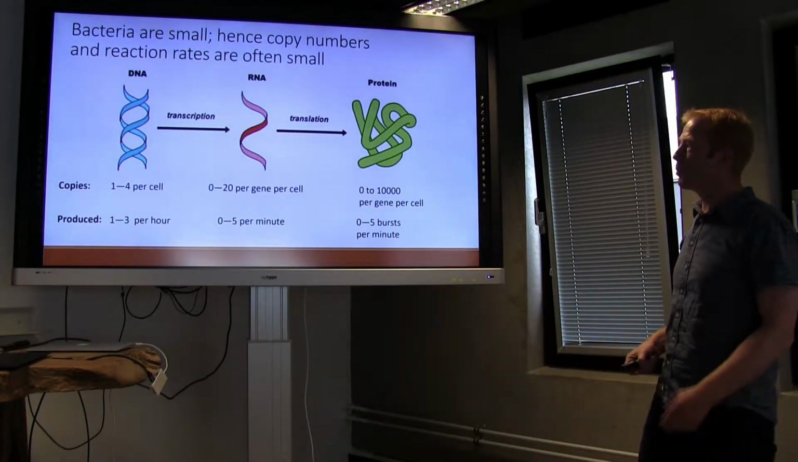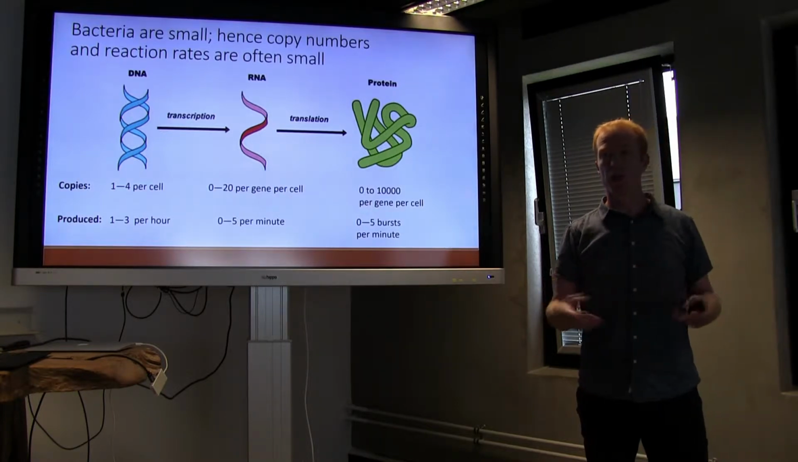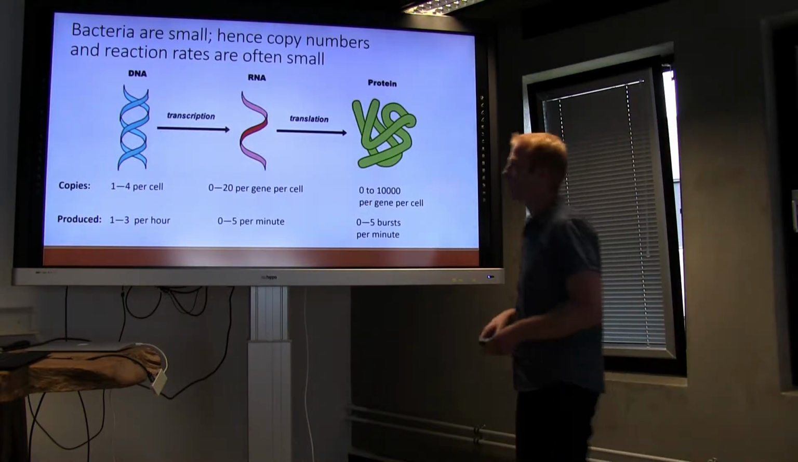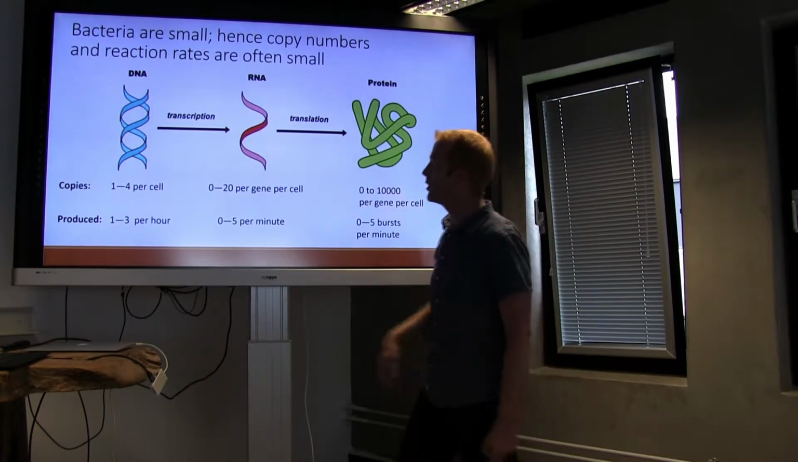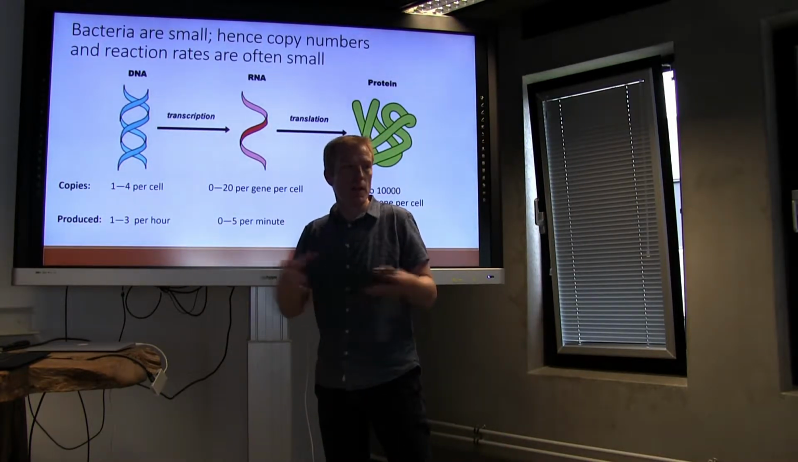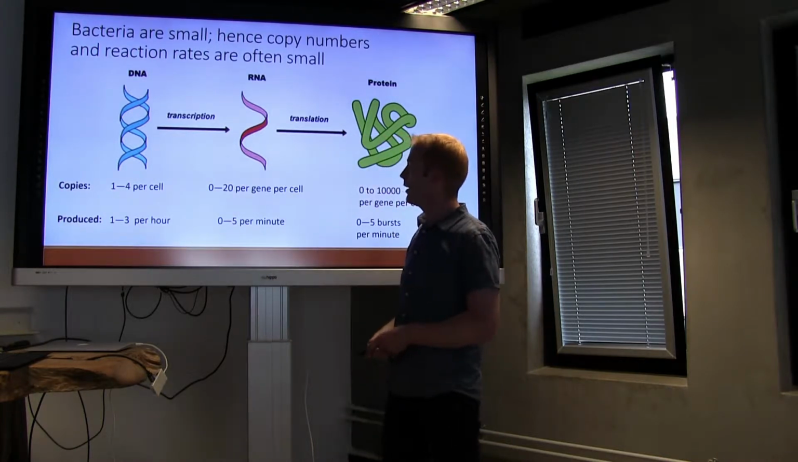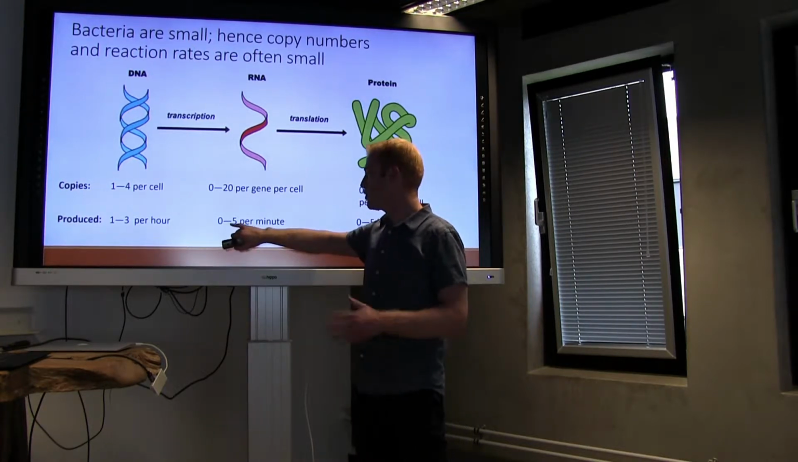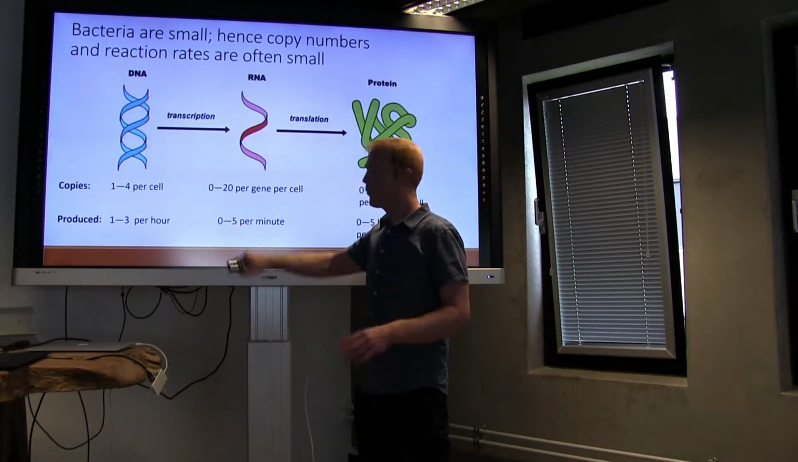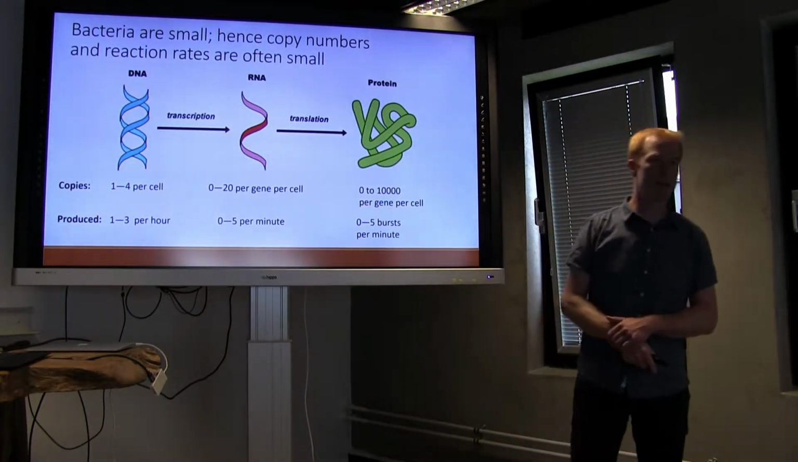And at the same time, because they're in such small numbers, they're also produced at very irregular intervals, or at a very low rate. So DNA, for instance, is typically duplicated roughly in the time it takes to duplicate a cell, on the order of an hour, right? For RNA, typically transcription rates are 0 to 5 per minute, right?